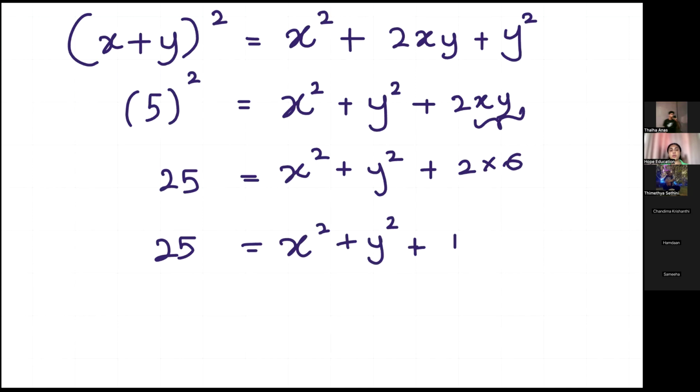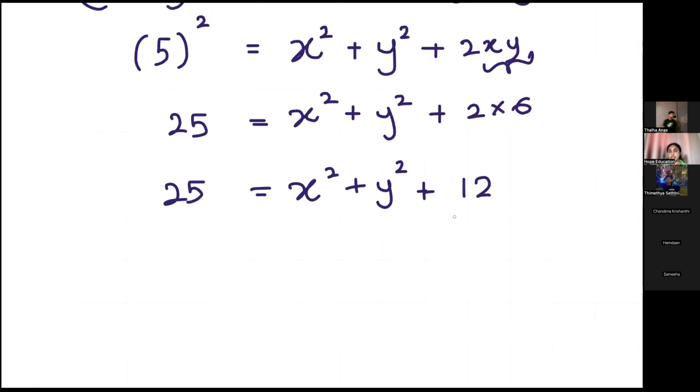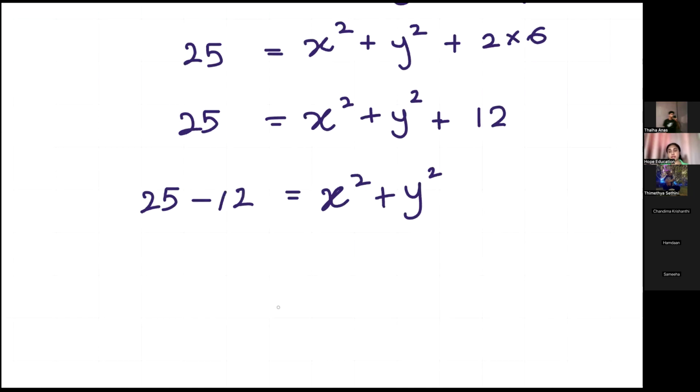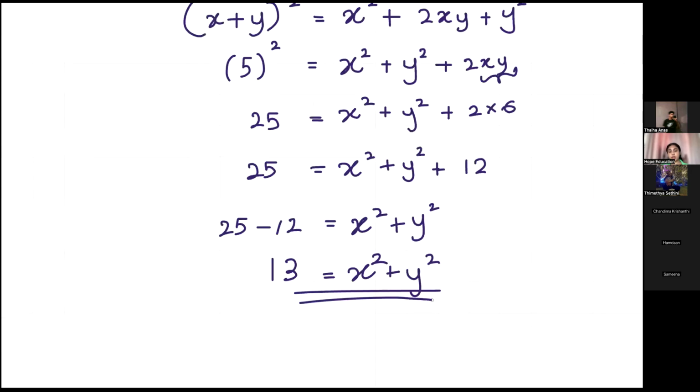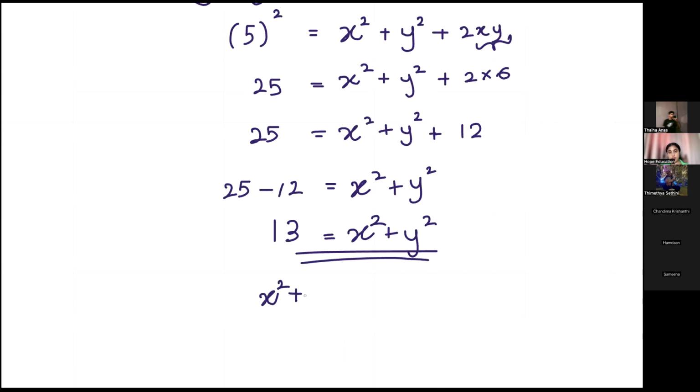Then this 12, when you bring it to this side, it becomes minus. Here this is plus, no? So when I bring it to the other side, it becomes minus. 25 minus 12 equals x squared plus y squared. So 25 minus 12 is 13. X squared plus y squared is therefore equal to 13. You can also write it the other way around.